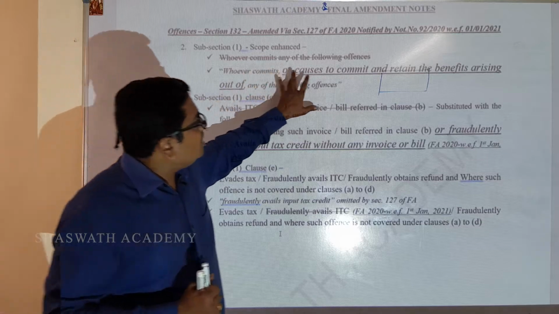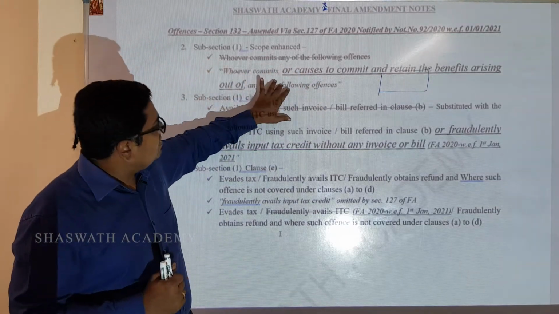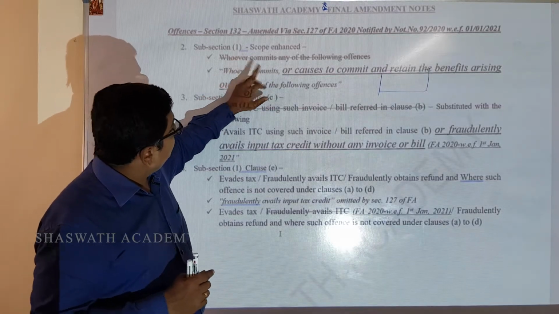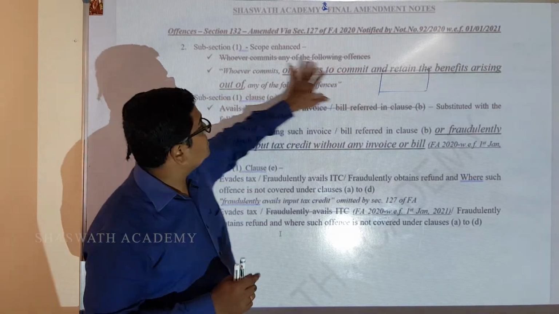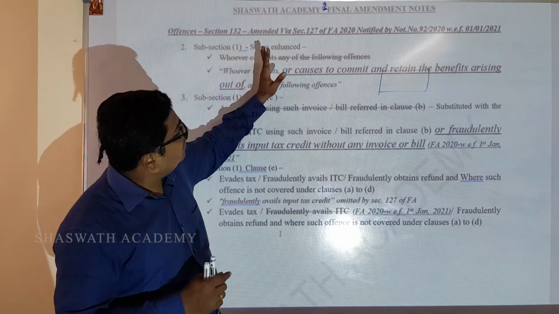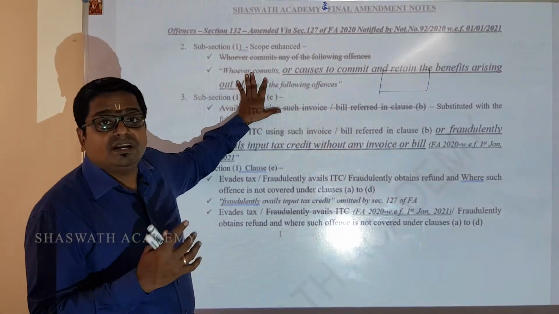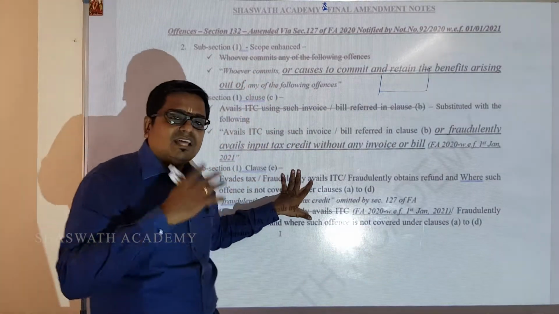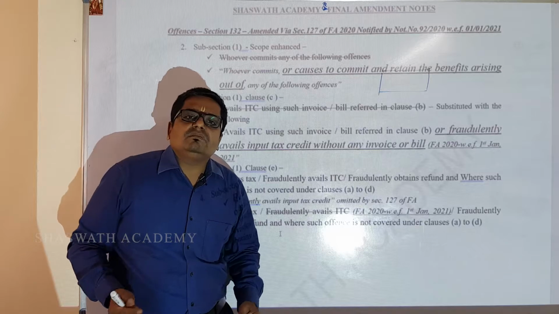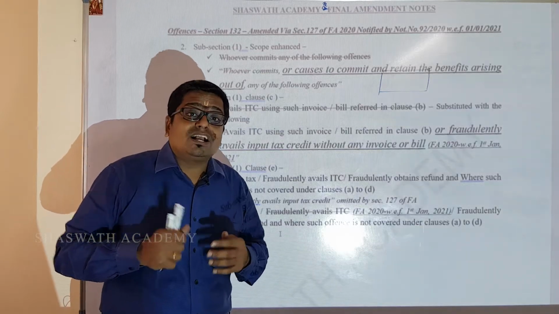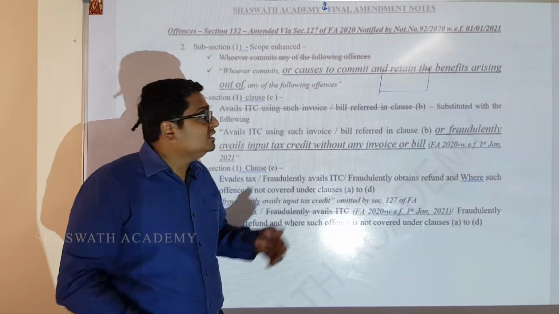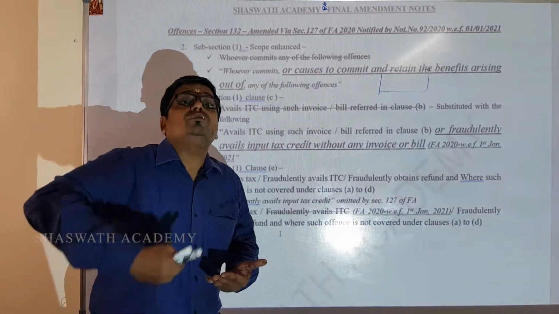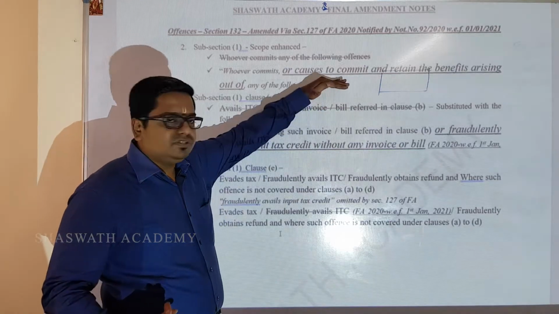What is that? Earlier it was only whoever commits, you can see here, whoever commits any of the following offenses, that is how section 132 has been worded earlier. Subsection 1 starts the wording saying that whoever commits the following mistake. That means 132 imprisonment is for those who commit the offense. But now the wording has been enhanced to ensure not only the person who commits but also the person who enjoys the benefit is also under the threat.